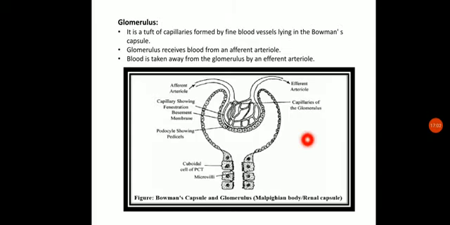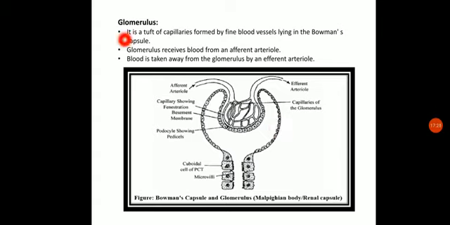It is important. Now this is the inner layer and the outer layer, and the space between these two layers is called the lumen, L-U-M-E-N, or we can call it the capsular space. Okay, so that was about the Bowman's capsule.